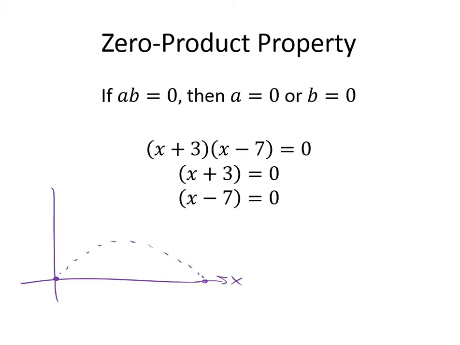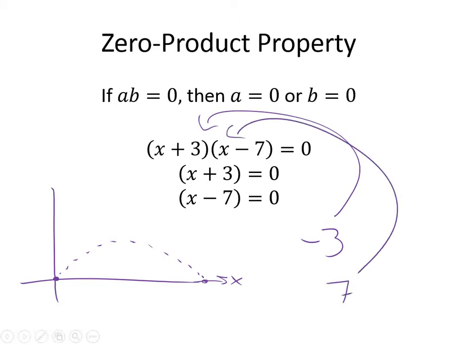And so we use the zero product rule to help us with this. If two numbers multiplied together equal 0, then either a or b, or both, are 0. As you see here, if x plus 3 times x minus 7 equals 0, then this function will be 0 when x plus 3 is 0, or when x minus 7 is 0. If you plugged in negative 3, you would get a 0, or if you plugged in a 7, you would get a 0. That's what we're trying to find with this one.